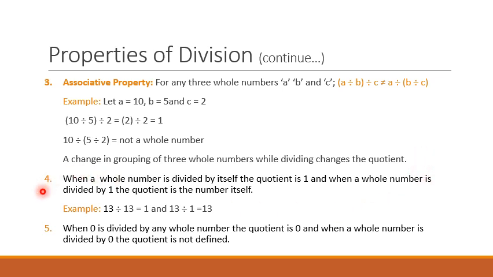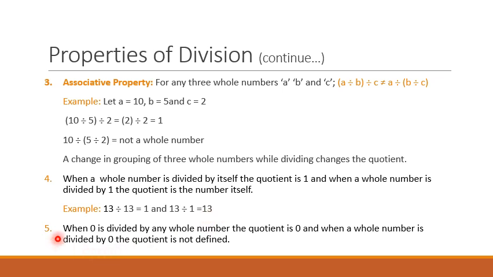Now let's see few more properties. The next property says when a whole number is divided by itself, then the quotient is 1. And when a whole number is divided by 1, the quotient is the number itself. For example, if I divide a whole number 13 by itself, that is 13 divided by 13, then quotient will be 1. And if I divide 13 by 1, then quotient will be 13.